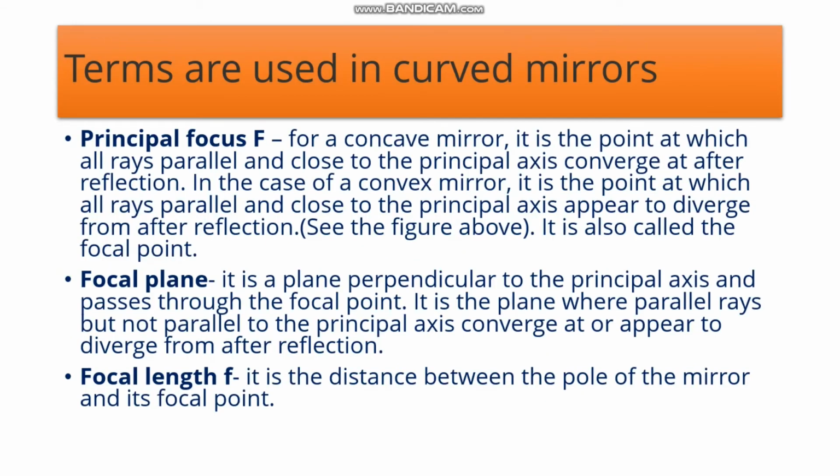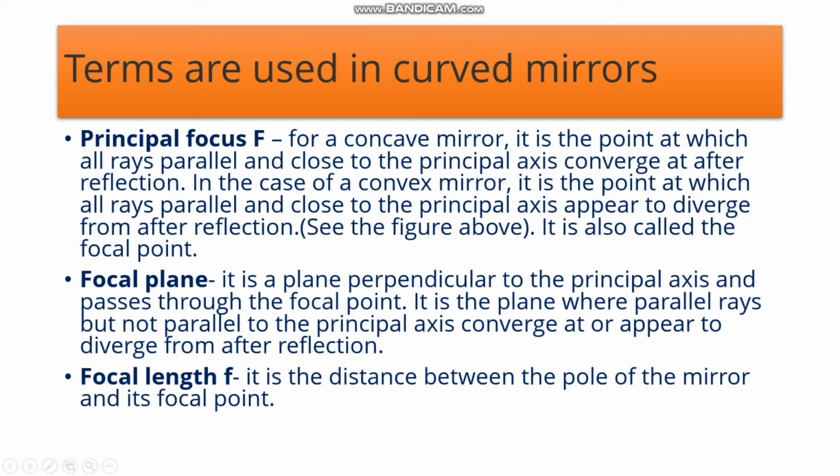You see here some other terms: principal focus, focal plane, focal length. For the concave mirror and convex mirror, the principal focus, if you imagine, will be real and virtual. For a concave mirror, it is the point at which all rays parallel and close to the principal axis converge after reflection. In the case of a convex mirror, it is the point from which all rays parallel and close to the principal axis appear to diverge after reflection.